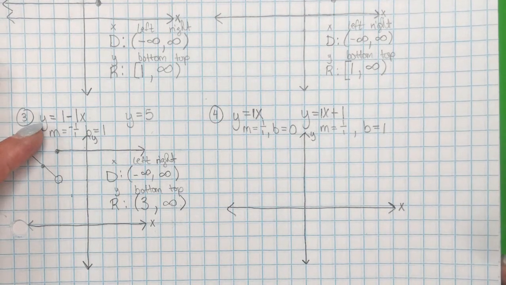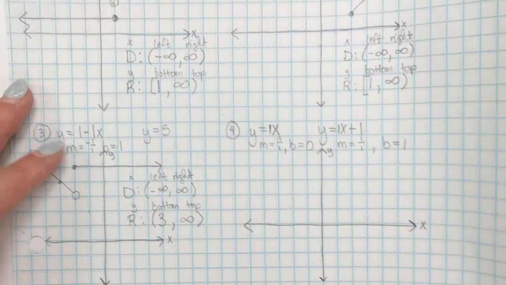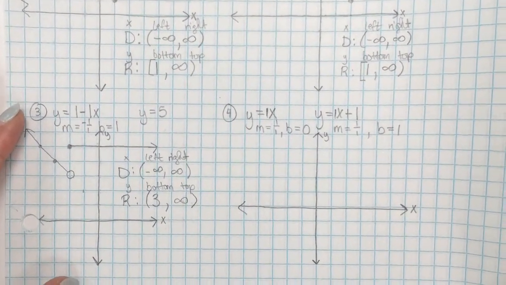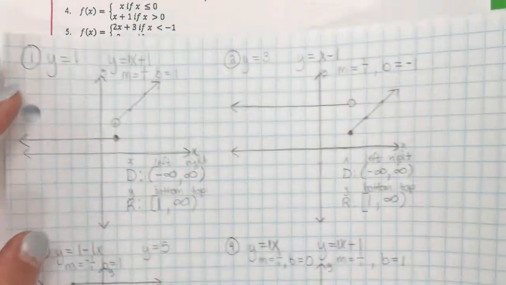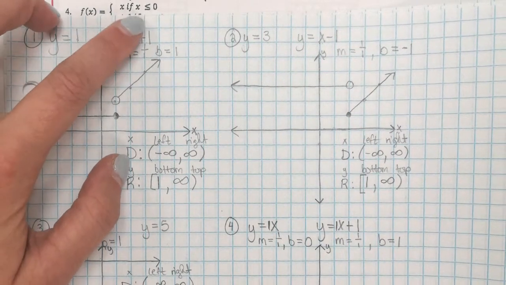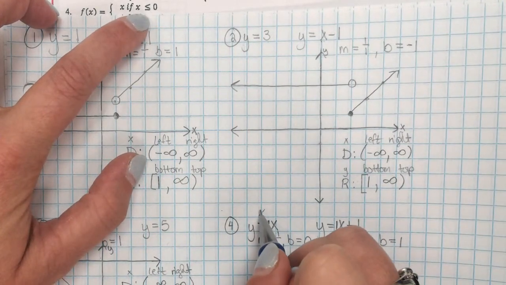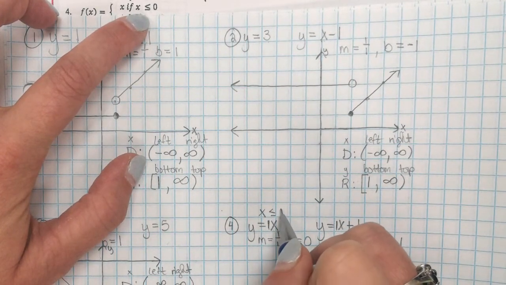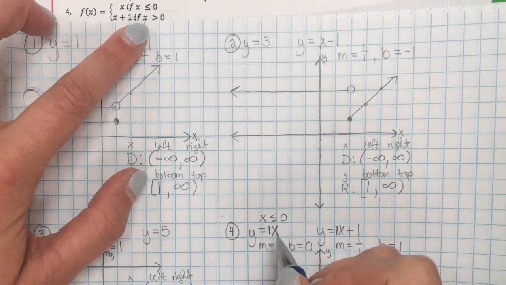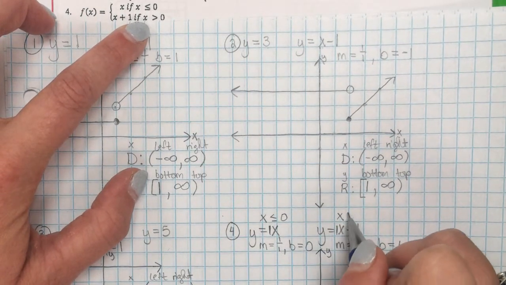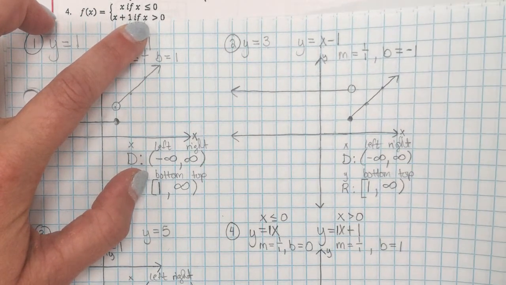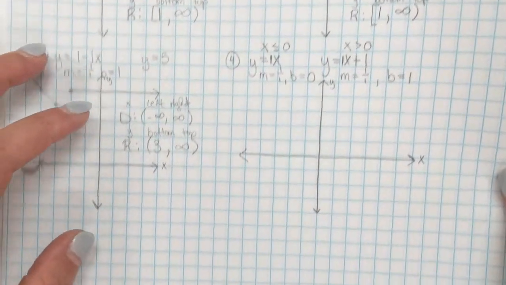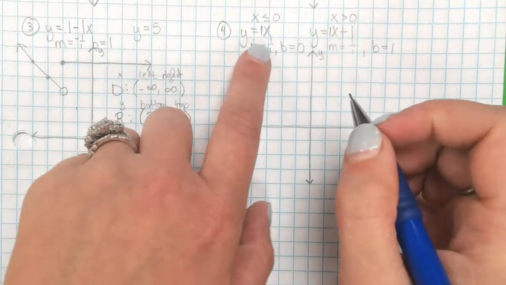Okay, if I go too fast, all you have to do is slow down. All you have to do is hit the pause button, okay? Alright, on number 4, for the first one, it wants all the x's that are less than or equal to 0. And for the second one, it wants all the x's that are greater than 0. Okay? Alright, so let's just graph this one like normal.